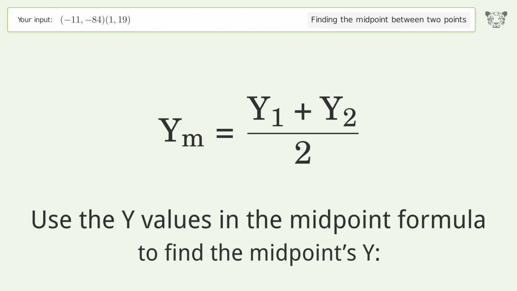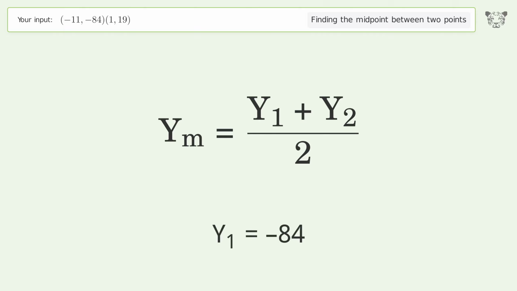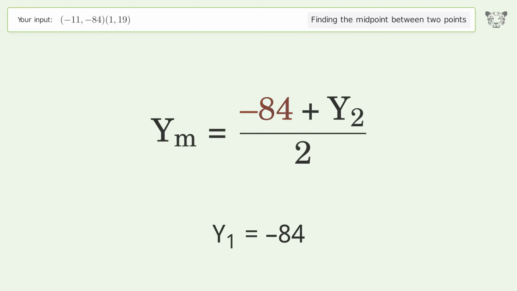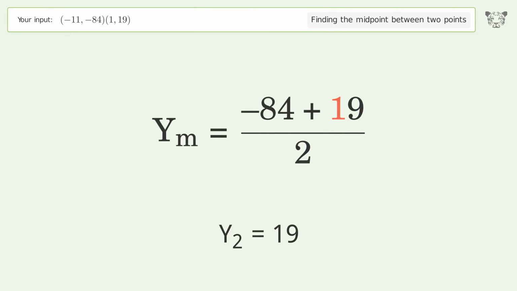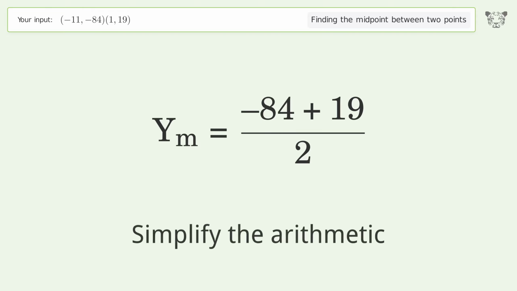Use the y values in the midpoint formula to find the midpoint's y. y1 equals -84. y2 equals 19. Simplify the arithmetic.